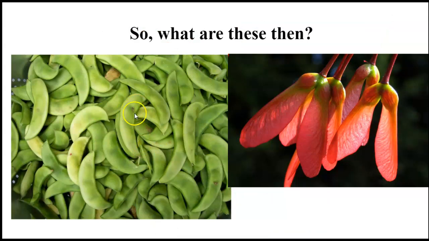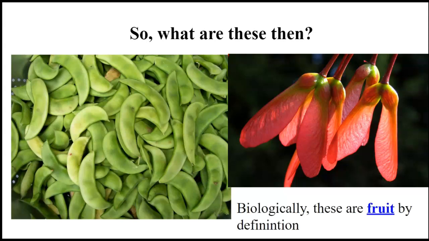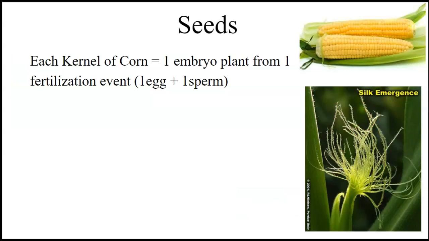So looking at these pods here, or these structures here, you are looking at fruits. Biologically speaking, these are fruits. Same is true of this corn plant. These seeds are surrounded and protected by the whole ear, and so this structure would be the fruit. So an ear of corn is the fruiting body of the corn plant.